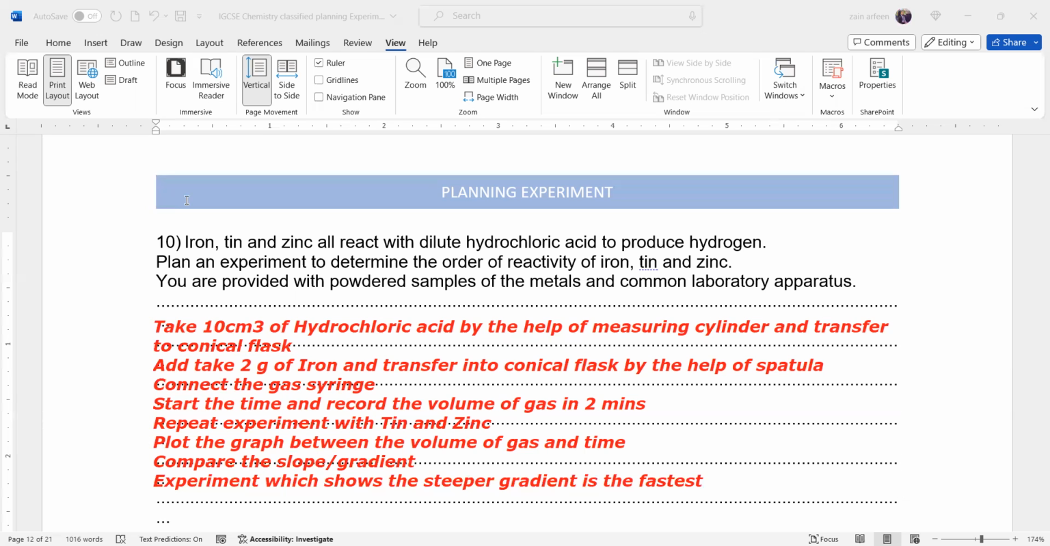Another one is making a solution for each metal, dissolving it in acid, and then adding the other two metals. If a reaction occurs, then the added metal is more reactive. If no reaction occurs, then the metal in the solution is more reactive. Is this one clear? How we can plan the experiment? Is there any doubt?